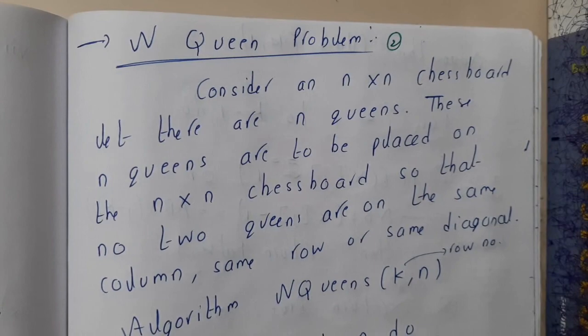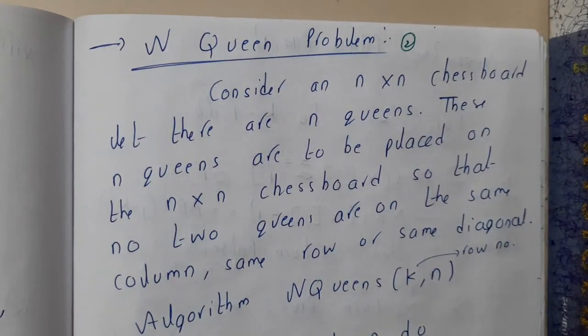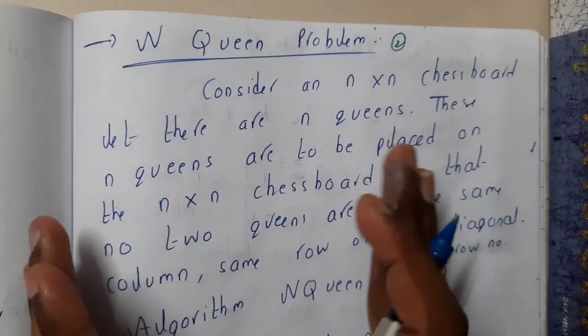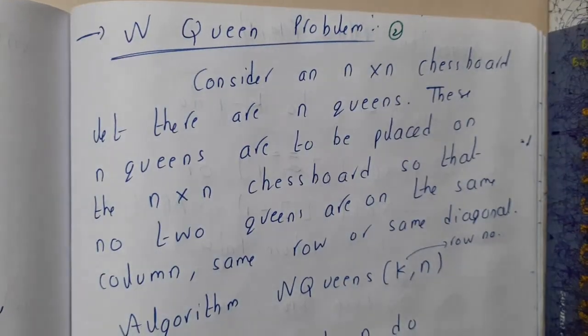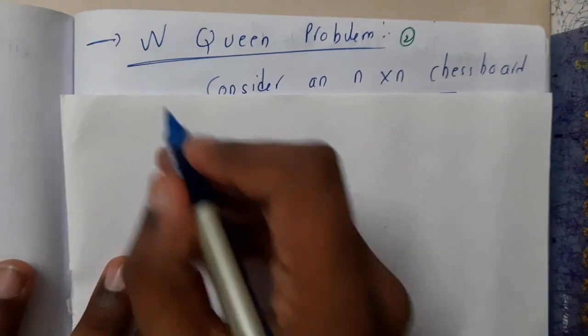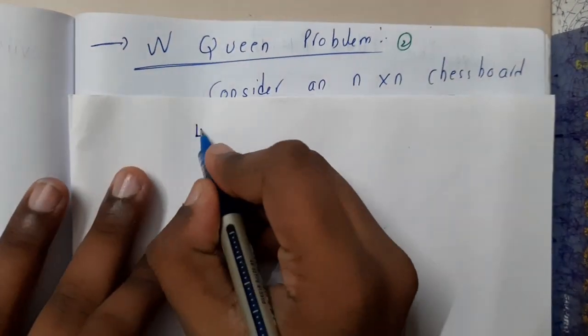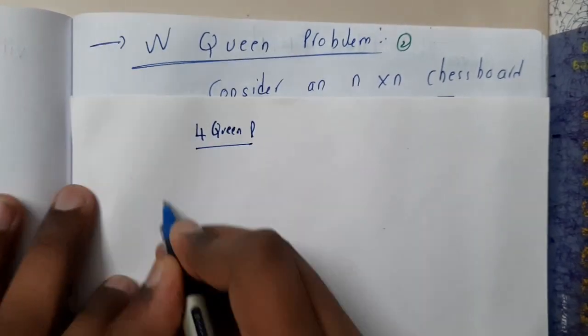Once you understand the problem, you think that it's really simple. But when the size of the matrix or the chessboard increases, you will understand that it's a bit complex. So let us first try to understand what the problem is. N-queen problem. Initially, let us take the 4-queen problem.